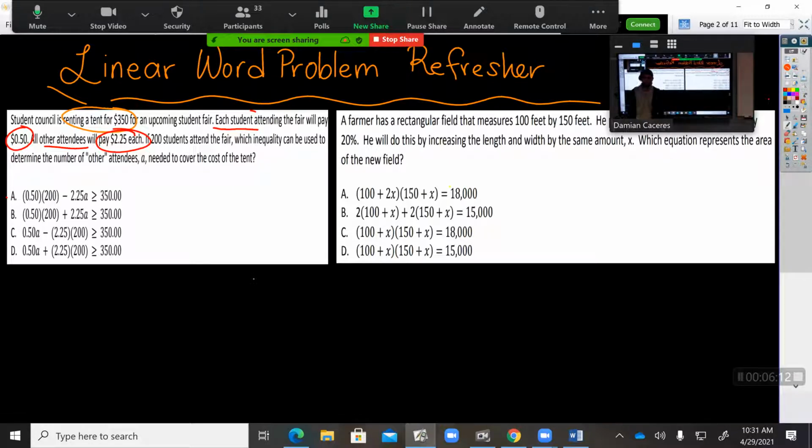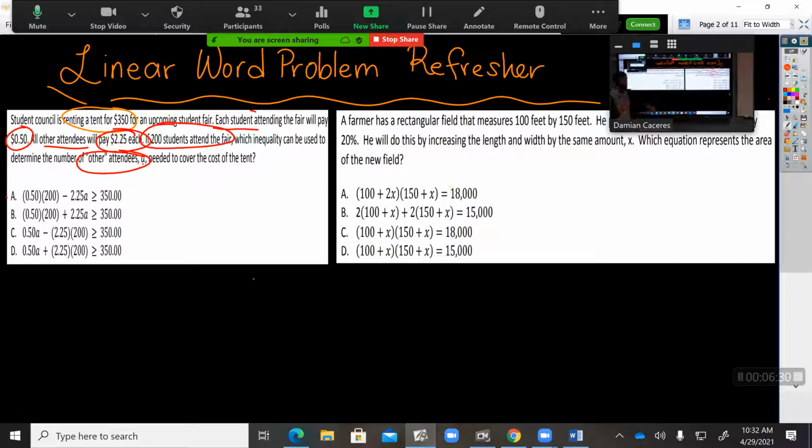Now the next two pieces of information are 200 total students and other attendees we don't know, so they give you a variable, A. Now watch how simple this is. All the information you need is here to select the correct equation.